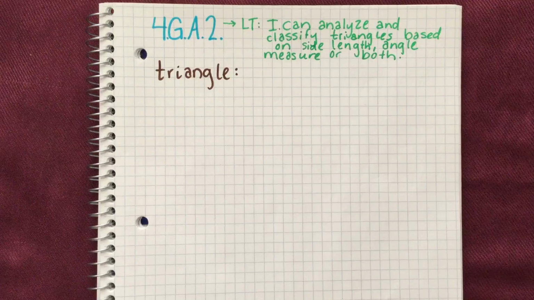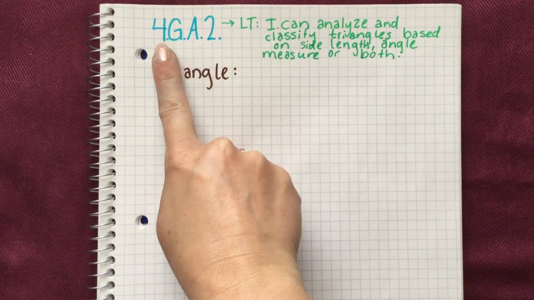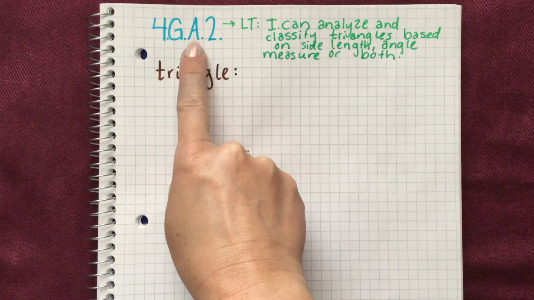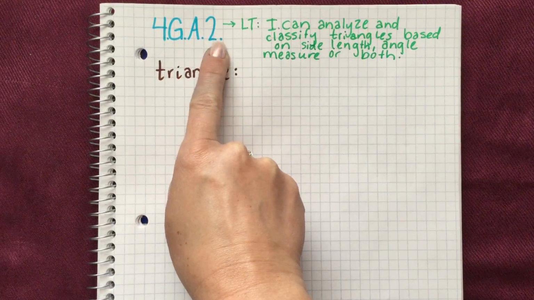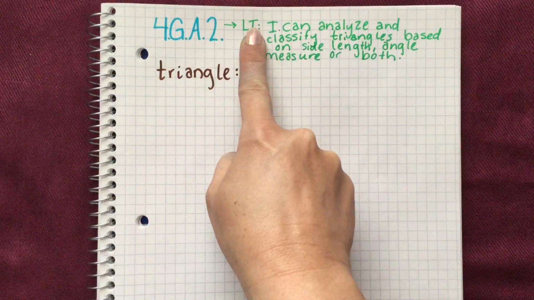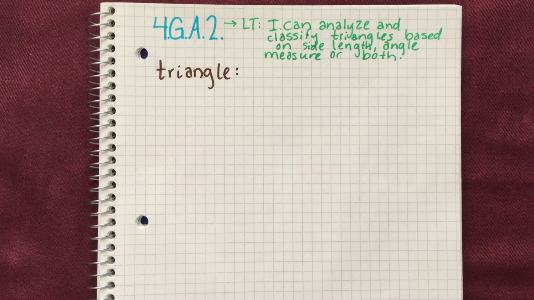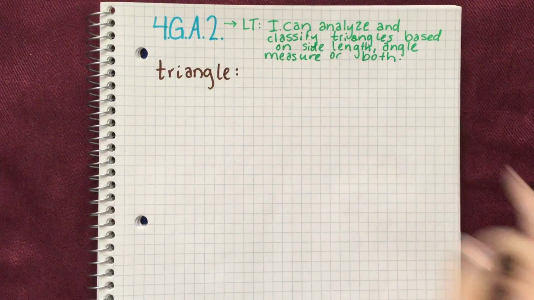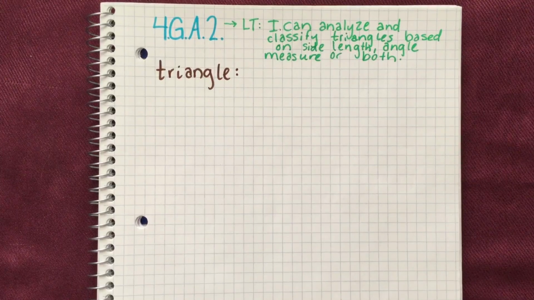Today we're going to be going over this standard, which is 4th grade geometry, A, because it's the first of the geometry standards, and 2, because it's the second of the first of the geometry standards. So part of this standard is meeting this learning target. I can analyze and classify triangles based on side length, angle measure, or both. And so that's exactly what we're going to do today, friends.